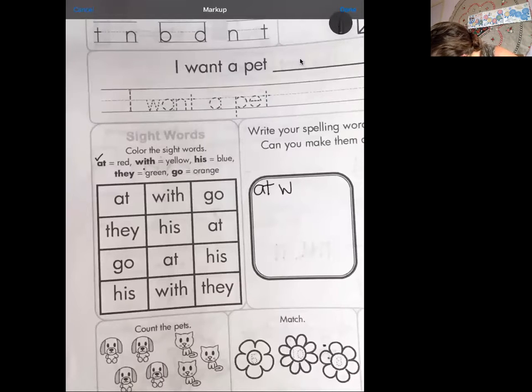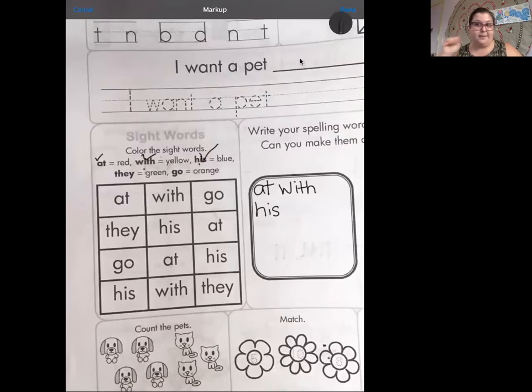W, I, T, H, and I put a check mark. Okay, the next word that we're gonna try to fit is "his." His. So H, I, S. I was gonna say Z. S. All right, you know what to do.